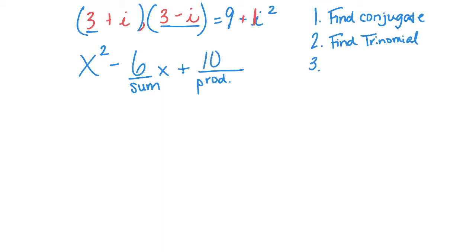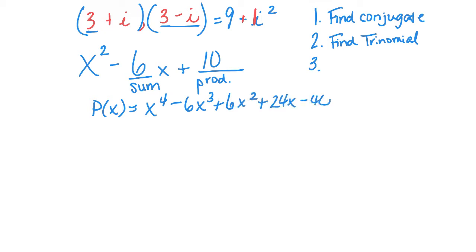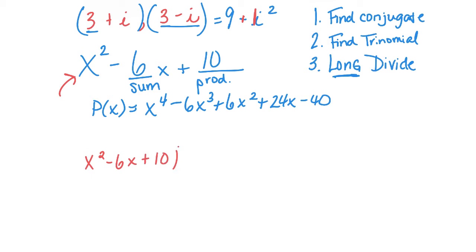My next step, remember they gave us p of x is equal to, I need to find my question, 6x, just kidding, it started with an x to the fourth. x to the fourth minus 6x cubed plus 6x squared plus 24x minus 40. So the next thing we have to do is long divide. We have to do it by long division. Because I have a trinomial here, I'm going to take this trinomial and I'm going to divide it into this whole thing.